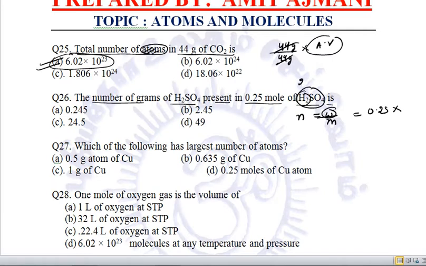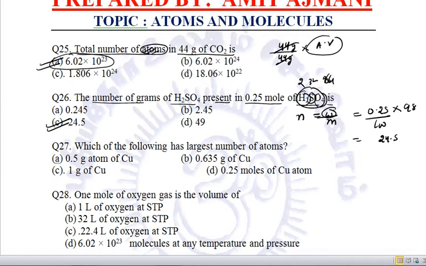H2 means 2, sulfur is 32, oxygen in SO4 is 64, which comes out to be 98. So 0.25 into 98 comes out to be 24.5. So C, 24.5, will be our right answer. You can directly check your calculations by doing it on your own. Right? You should know how to calculate.